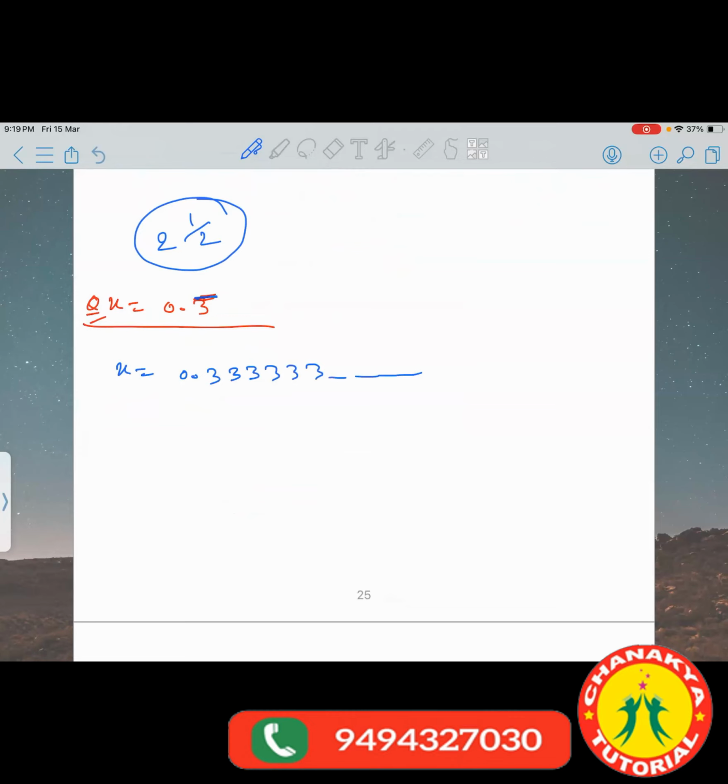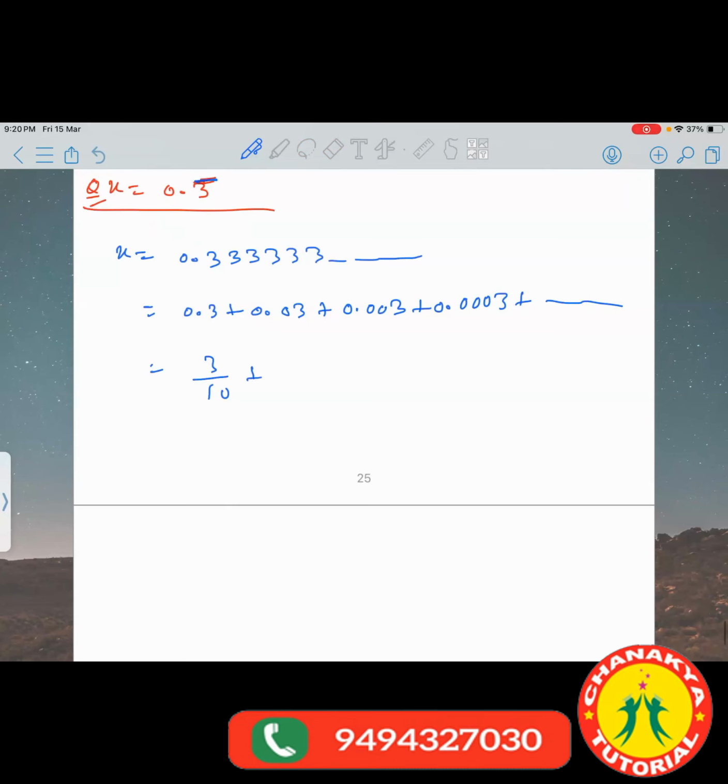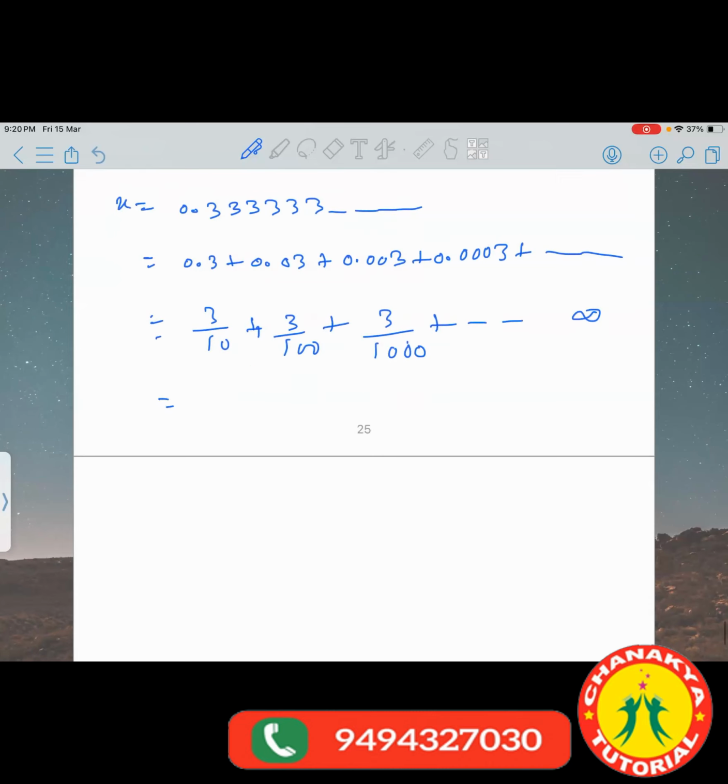So you can write it as 0.3 plus 0.03 plus 0.003, like that. So basically 3 upon 10 plus 3 upon 100, right? Plus 3 upon 1000, like that, up to infinite. So this is basically GP, right? So we can apply the S infinity formula, right?